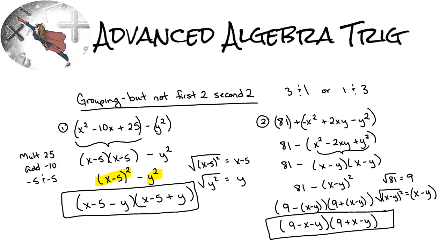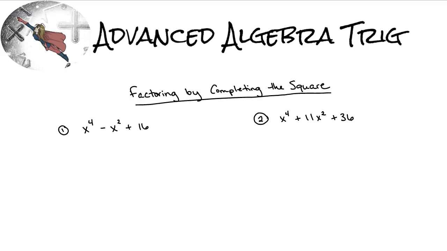And then on our third page, this is kind of a tricky technique, factoring by completing the square. So in our first problem, it looks unfactorable. Like it looks like you wouldn't even be able to factor because there's nothing that multiplies to 16 and adds up to -1.